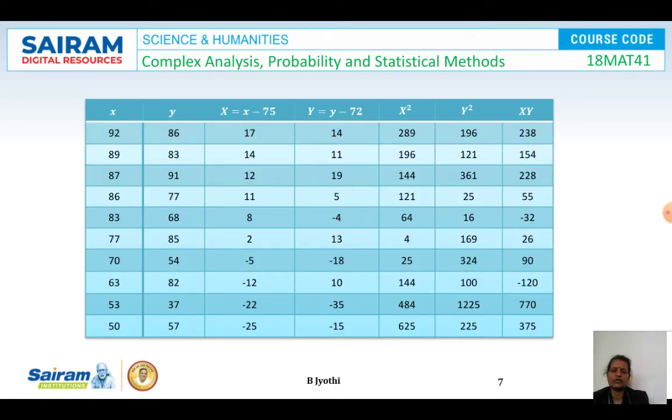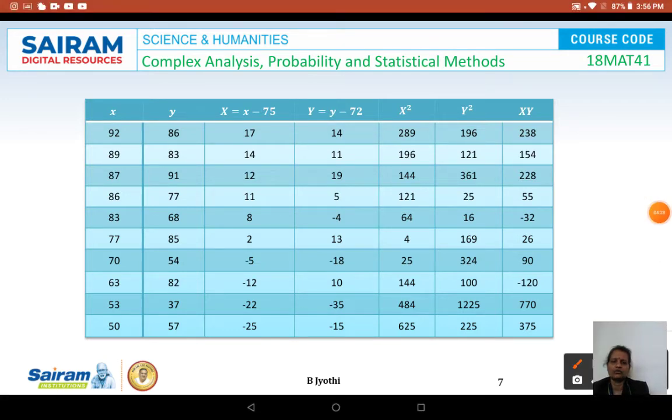Now let us look into the table. In the table, what we need to write is the x summation, the y summation, x square, y square and xy. All these summations are very much required. But this x and y is the given data from which we have to choose. But what is capital X? It is x minus x bar, where x bar is 75. So from each of these values we need to subtract 75.